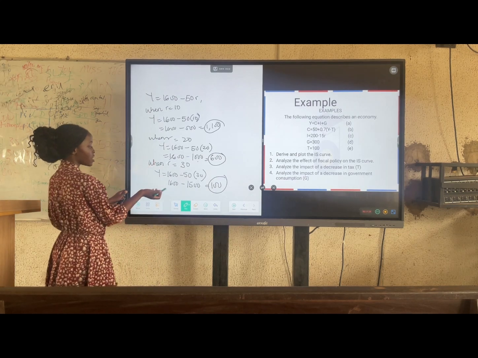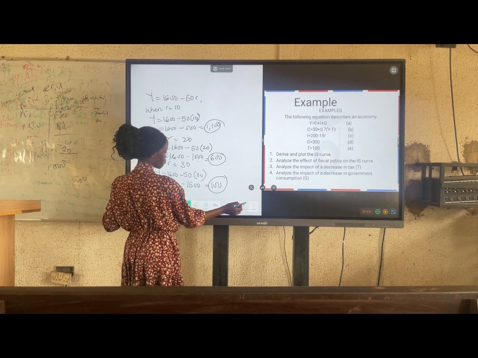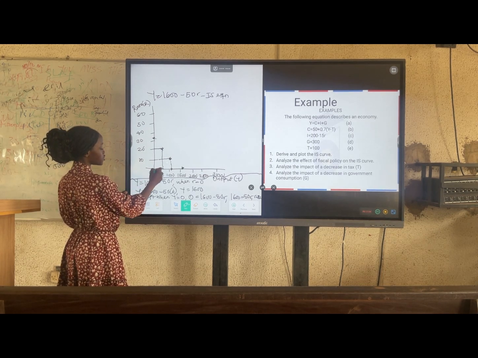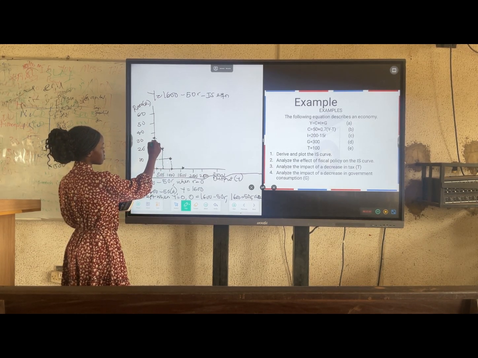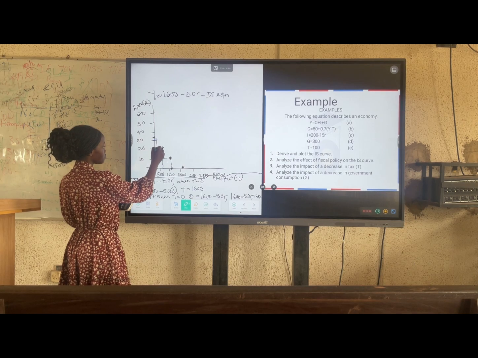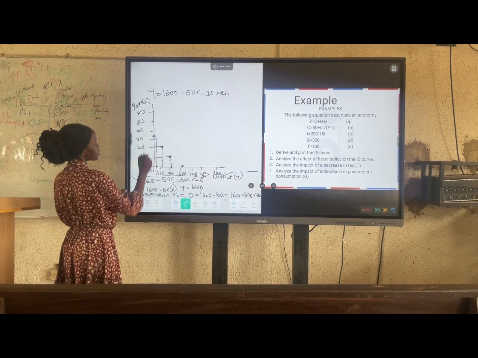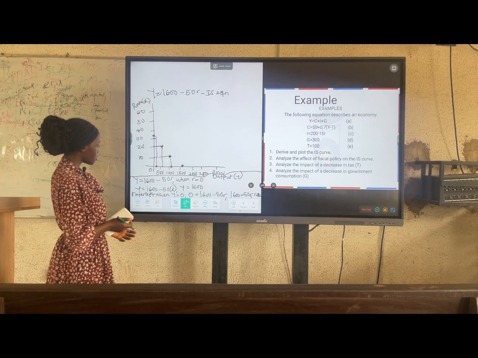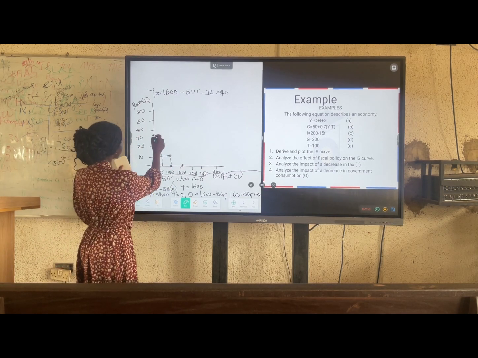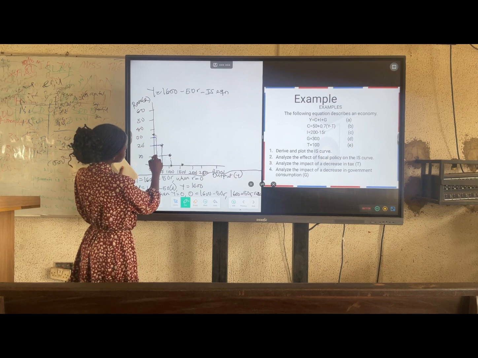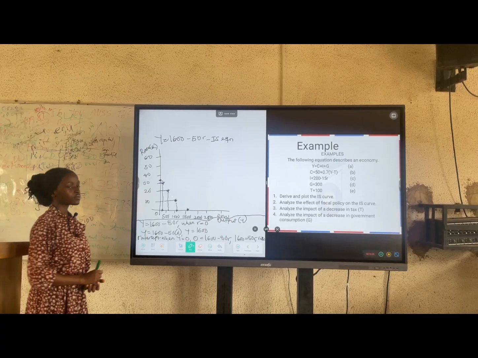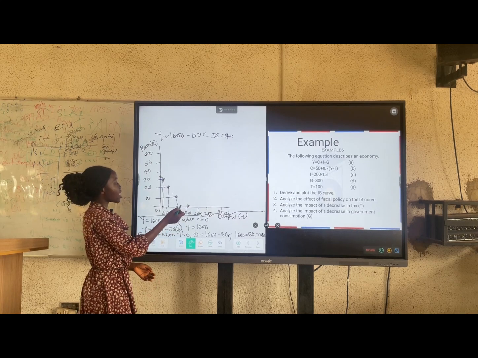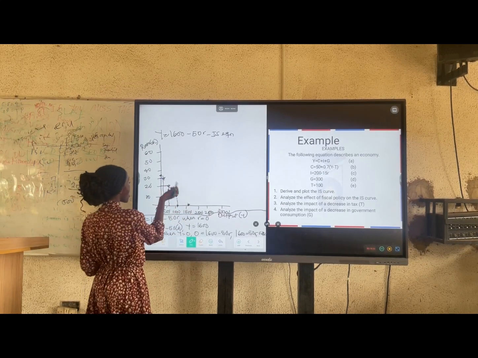When we have r as 30, we have our y to be 100. So at 30 we don't have 100, so I'm going to be assuming 100 is here. Okay, so we're going to be joining this to get the slope of our IS curve.